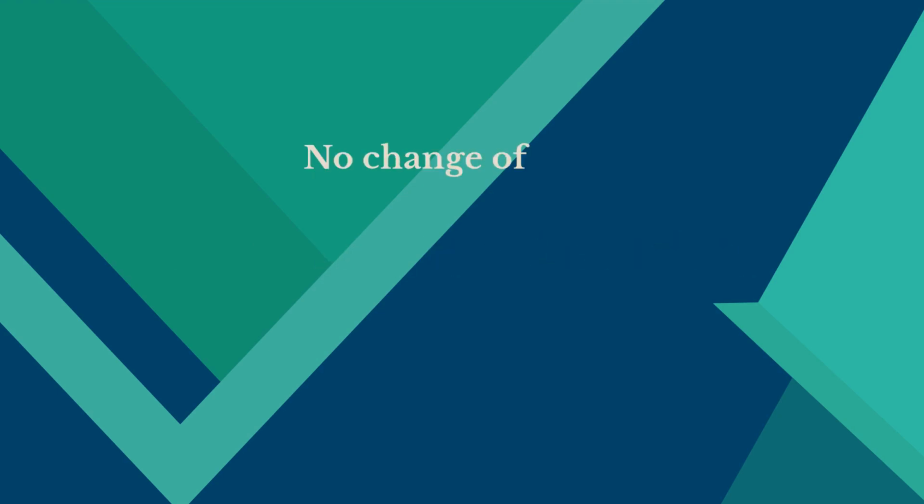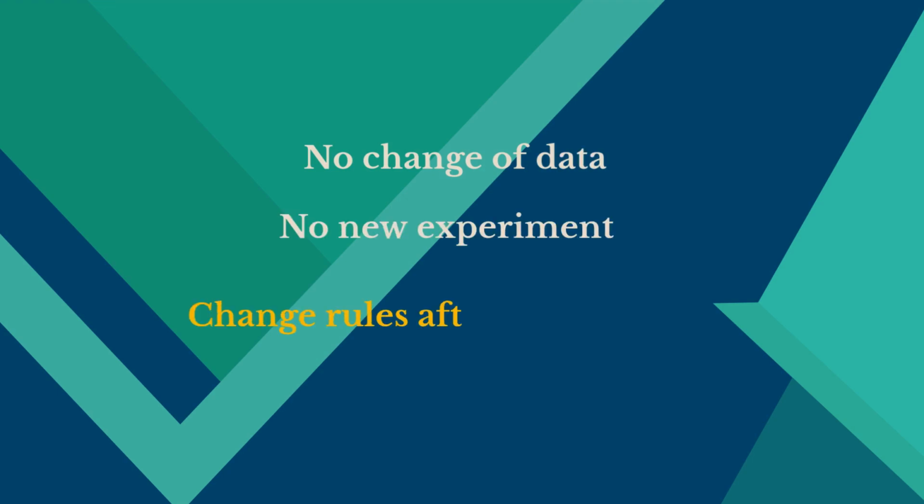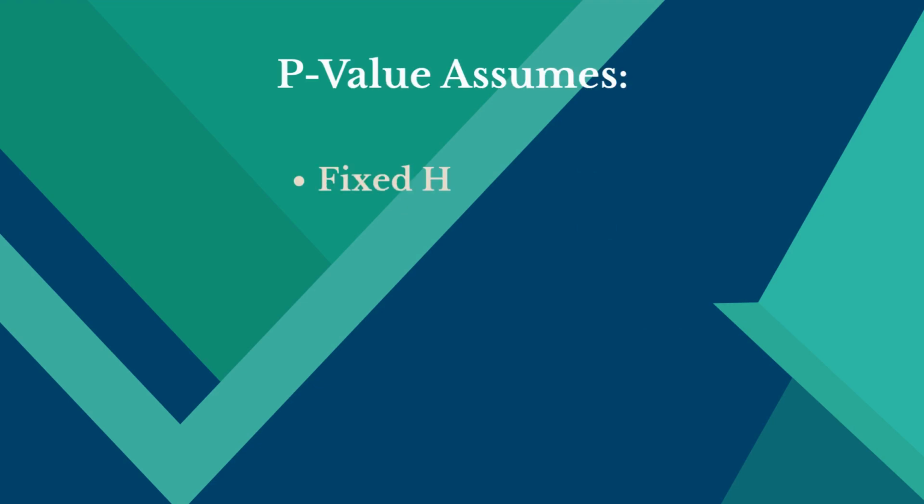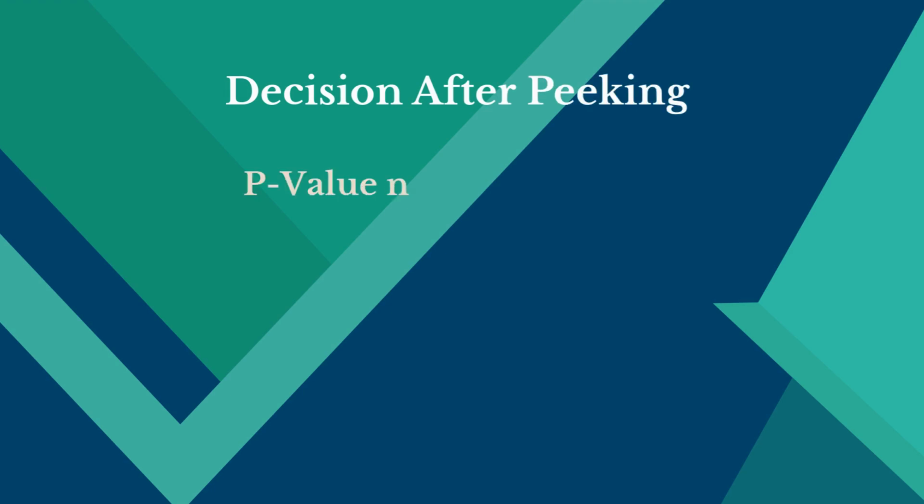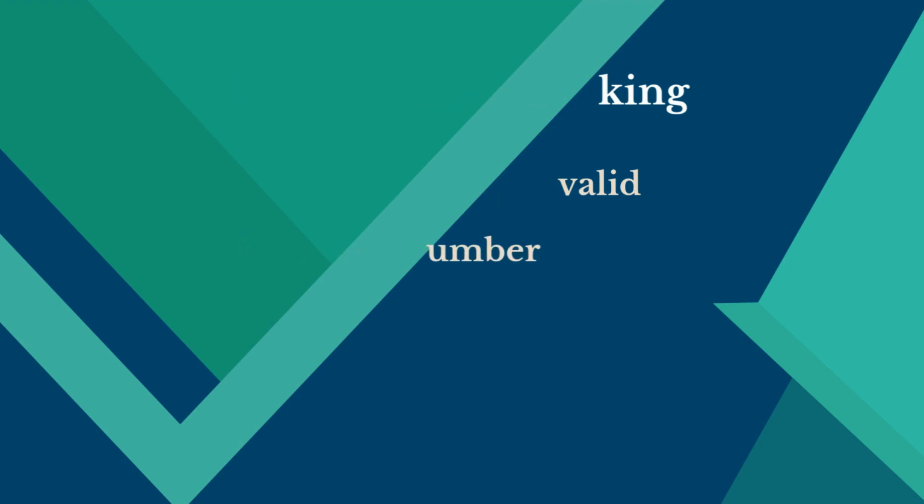You didn't change data, you didn't run a new experiment. You changed rules after seeing the outcome. That weakens the logic of statistical testing. Here's why this is a problem. A p-value assumes the hypothesis was fixed in advance. The test was chosen in advance. Direction was specified in advance. Once you peek at the data and then decide, the p-value no longer means what you think it means. It's no longer a measure of rarity. It is just a number.